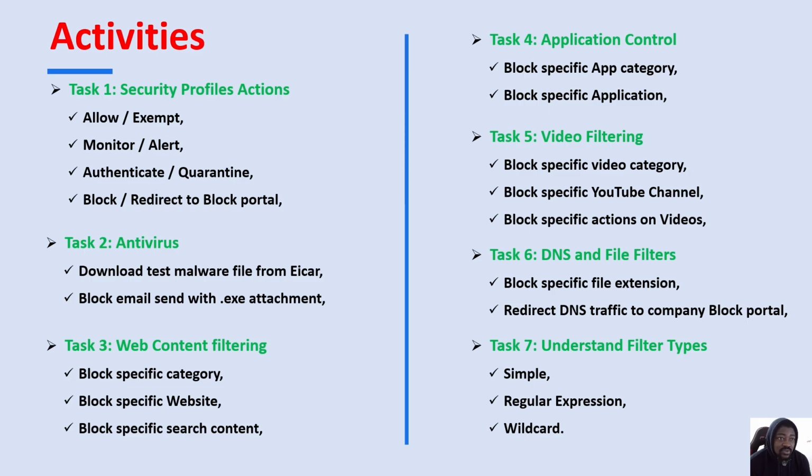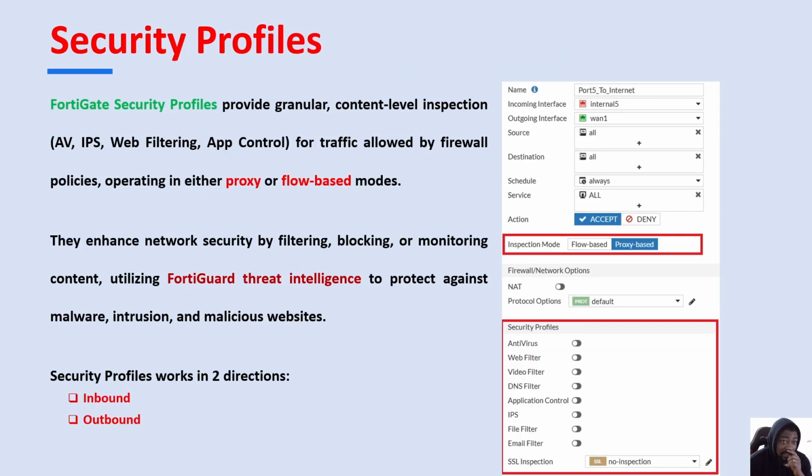So before we jump into these activities, I would like to take a few minutes to explain some key concepts regarding FortiGate security profiles. So what are security profiles? We said security profiles provide granular content level inspection, so that we can control traffic that is allowed by a FortiGate policy, depending on the operating mode. See on this image here, we define security profiles on a FortiGate firewall policy. When you create a firewall policy, that is where you decide which security profile you want to add to the firewall policy to provide some granular content level inspection, depending on what you want to inspect.